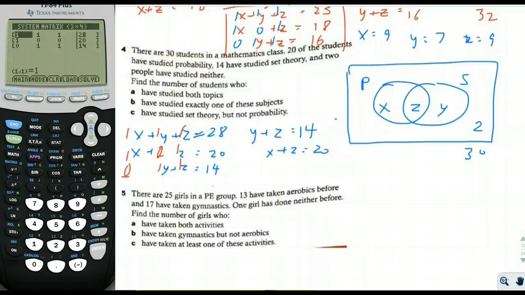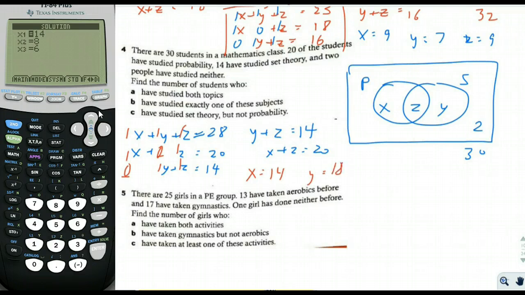So now we're just going to put these in. So it's 1, 1, 1, 0, 1, 0, and 1, 1, 0. We need to change this one here, 1, 1, 0. Okay, and then on the constants we'll do 28, 20, 14, right? Then press solve. So x is equal to 14.